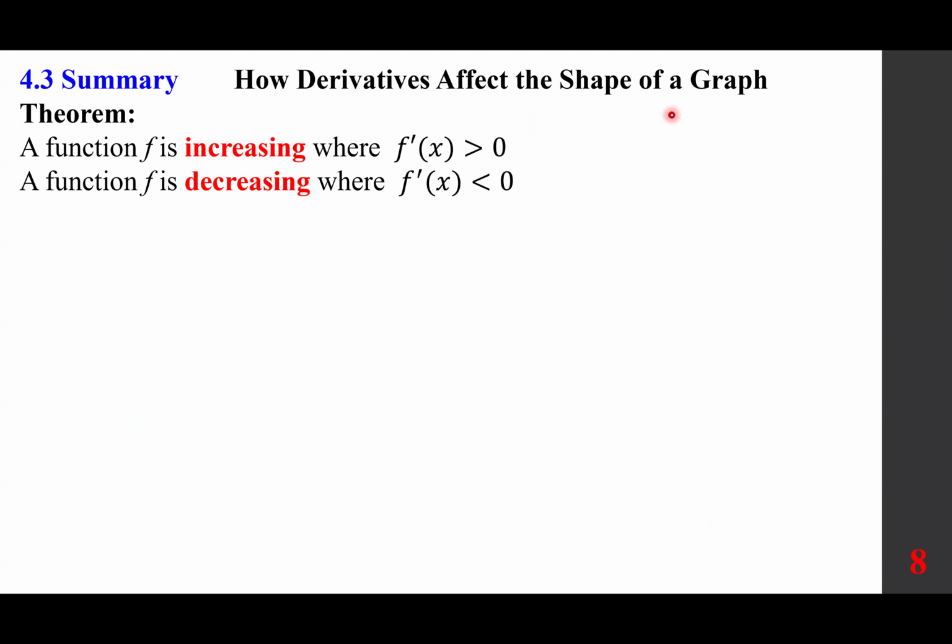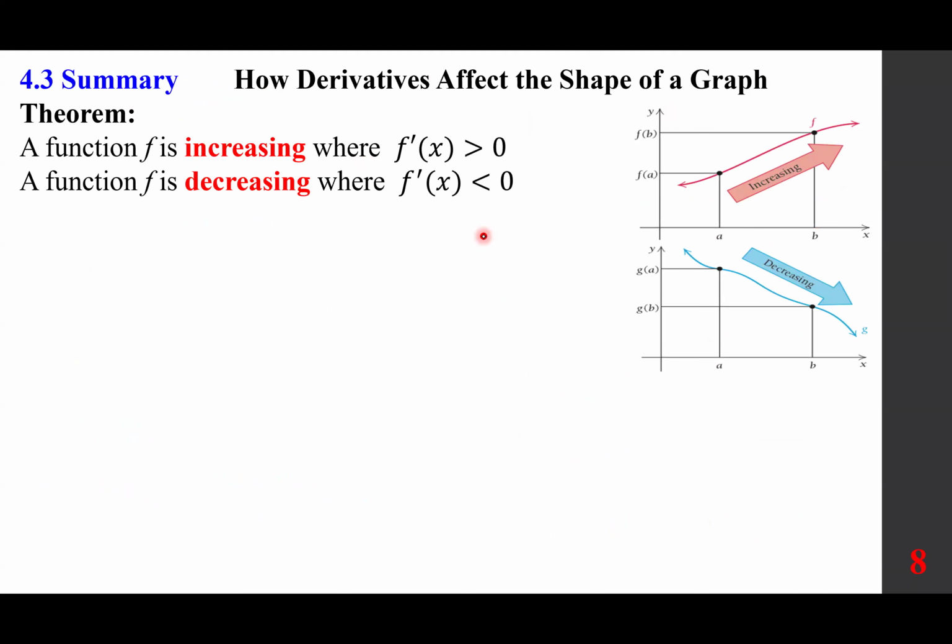All right, how derivatives affect the shape of a graph theorem. A function is increasing where f prime is positive, decreasing where f prime is negative. So increasing looks like a line with a positive slope. Decreasing looks like a line with a negative slope.